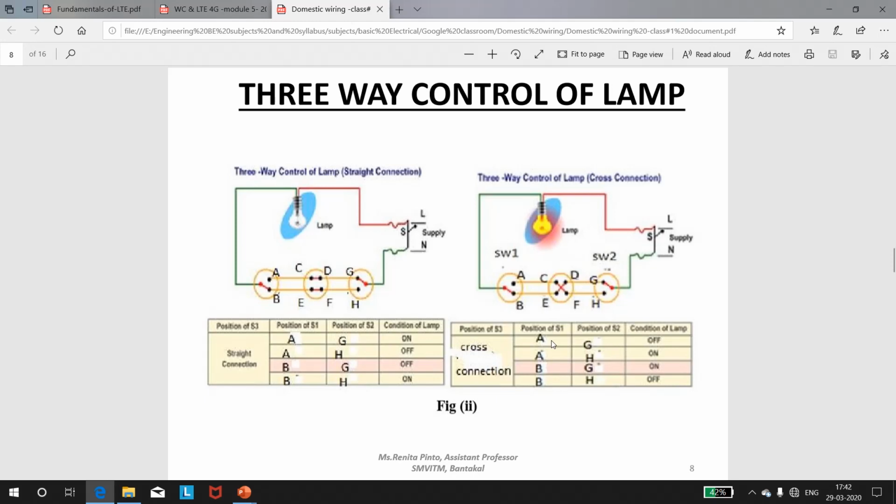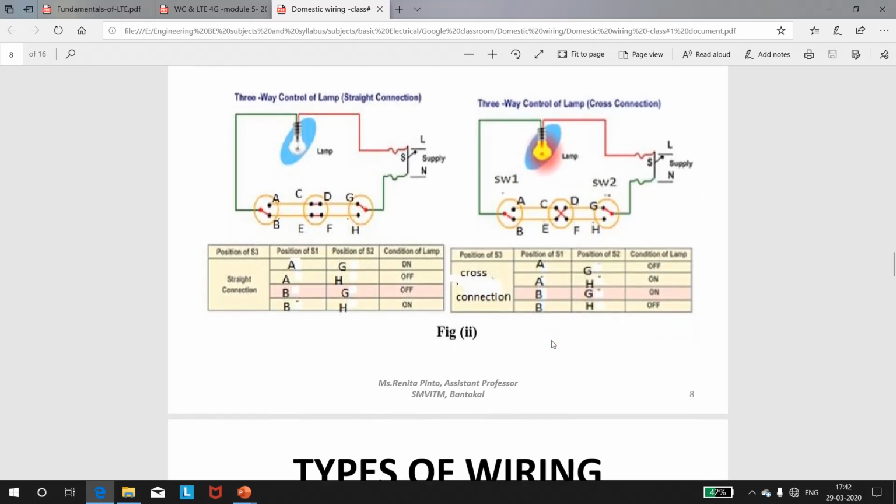Third case, when switch S1 is connected to position B and switch S2 is connected to position G. In this case again, the circuit becomes complete and the condition of the lamp will be on. Fourth case, switch S1 is connected to position B and switch S2 is connected to position H. In this case again, the lamp will be off. So this is how one single lamp is controlled using three different switches.